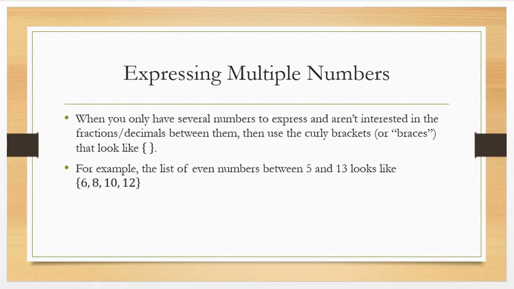Now let's talk about how you would express having multiple numbers or multiple answers to a certain problem. When you only have several numbers to express and you aren't interested in all of the fractions and decimals between them, then we use the curly brackets, which look like this. They are often sometimes called the braces, to list out specific values. For example, if I wanted to say what all the even numbers are between 5 and 13, then I have 6, 8, 10, and 12. By putting them inside of these braces, we're indicating that we only care about these 4 specific numbers, not any of the values in between or anything to that effect. So if you have several set answers, don't forget to use the curly brackets or braces, and then just separate them off with commas.